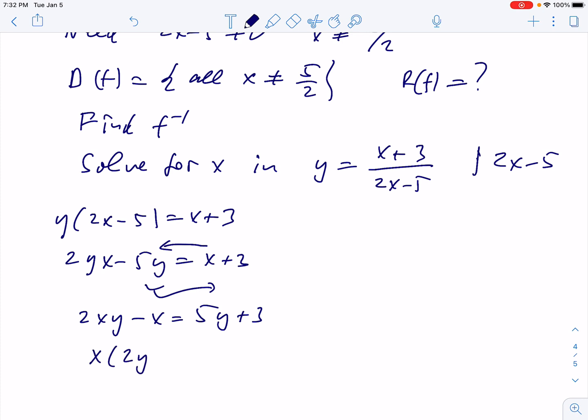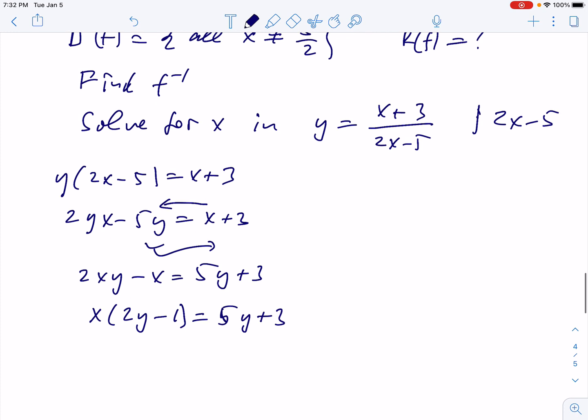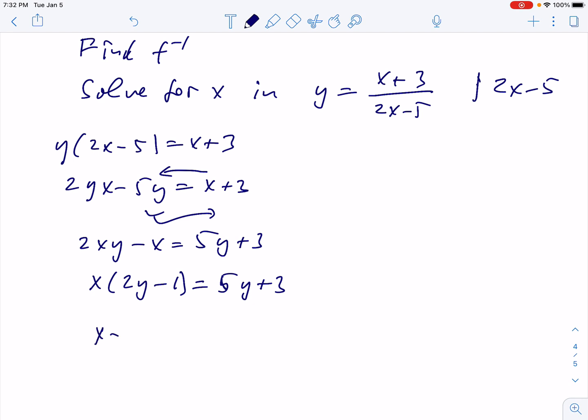2y minus 1 equals 5y plus 3. And here we can solve for x. x will be (5y plus 3) over (2y minus 1). This is actually our inverse function. This is f inverse of y.